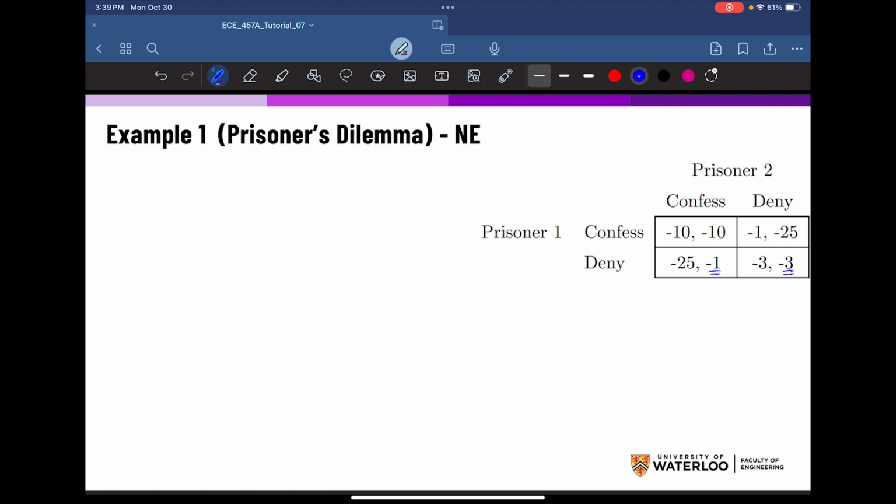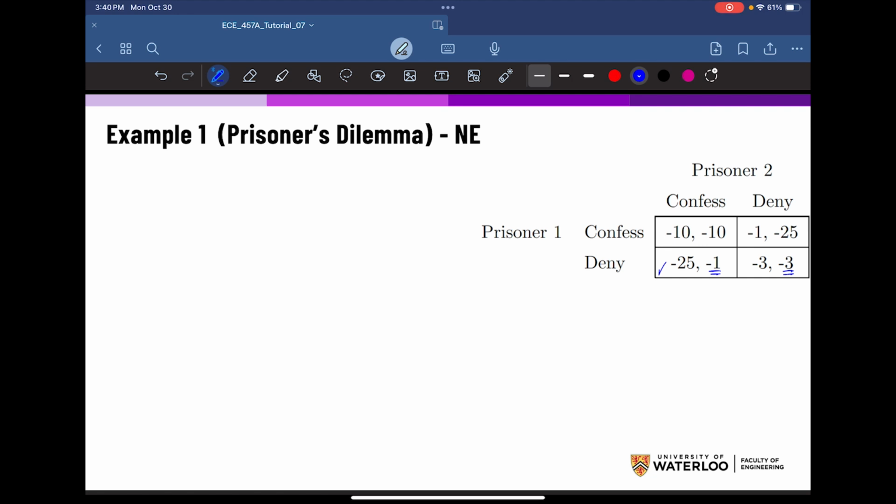So when we want to move from this cell to the right, we must consider the values for the second prisoner, so -1 and -3. Can we move from a higher value to a lower value? No. We only move in the direction of the lower value to the higher value. And -1 is greater than -3, so we cannot move to the right side.